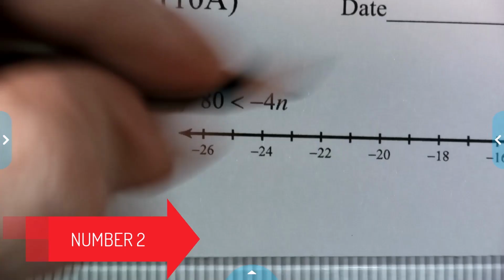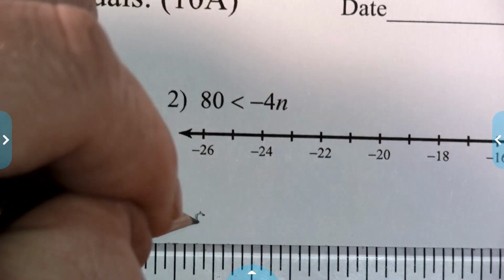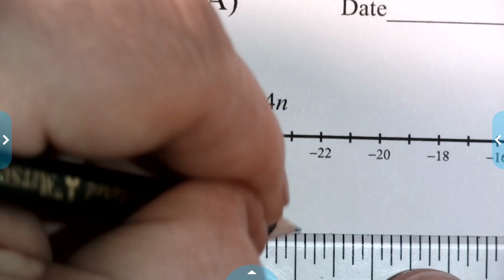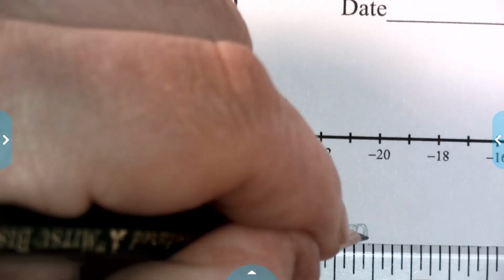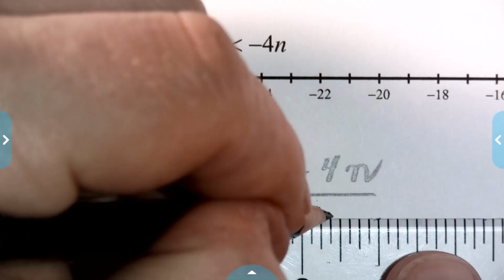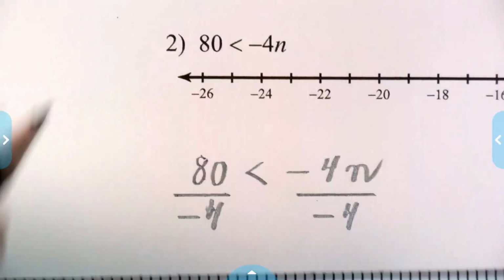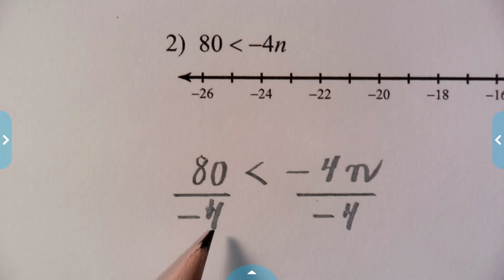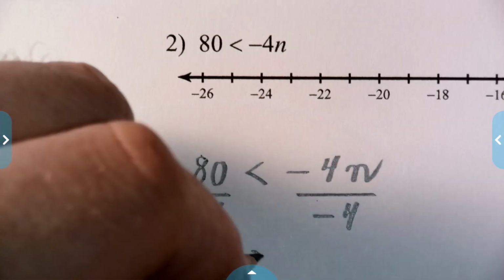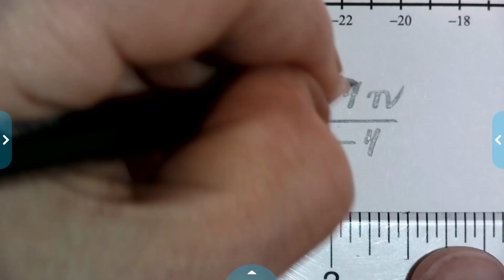So here I can see already we're going to divide by a negative, so we'll have to flip the sign. We have 80 is less than negative 4n. And if we divide both sides by negative 4, we can get n by itself. And 80 divided by negative 4 is negative 20. We flip the sign. So now it's greater than. And n is by itself because we canceled out these negative 4's.